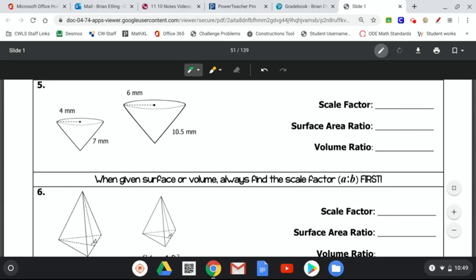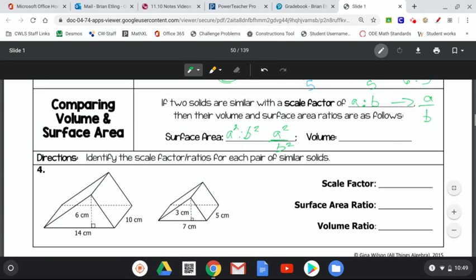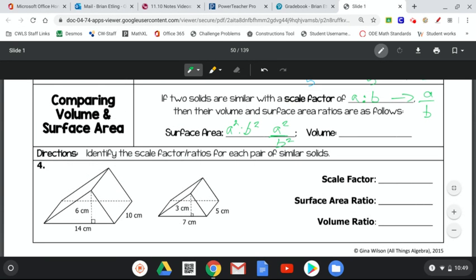Volume is in cubed units, so the scale factor is going to be cubed. So it's going to be A cubed to B cubed. All we're doing is taking that scale factor and cubing both of the values. Same thing for surface area, we're just squaring both of the values. So those values are changing because we're cubing and we're squaring them.